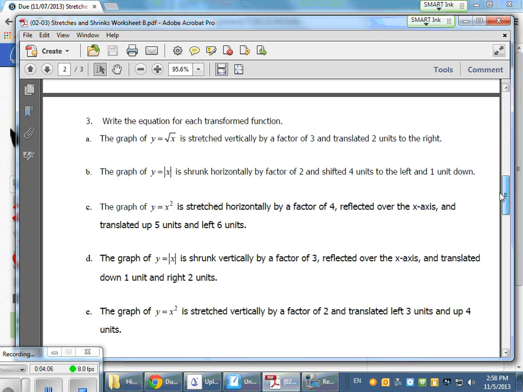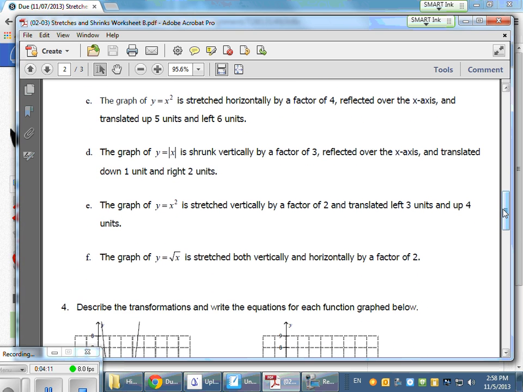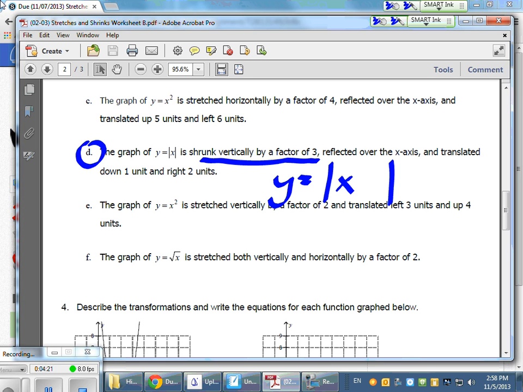In this type of question, it's write an equation for each transformed function. So for instance, let's say I was doing this one. Y equals absolute value of x is shrunk vertically by a factor of 3. Y equals, and I have the absolute value of x. If I'm going to shrink it vertically, that means that the vertical stuff happens on the outside. So if I'm going to have a factor of 3, I'm going to put a 3 here.